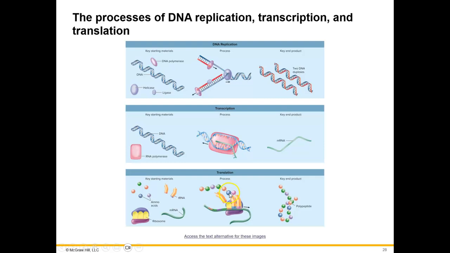Once that bond has been made, the empty tRNA molecule will be released to go find another amino acid matching the anticodon sequence that it has. And as a result, we'll end up with our polypeptide.